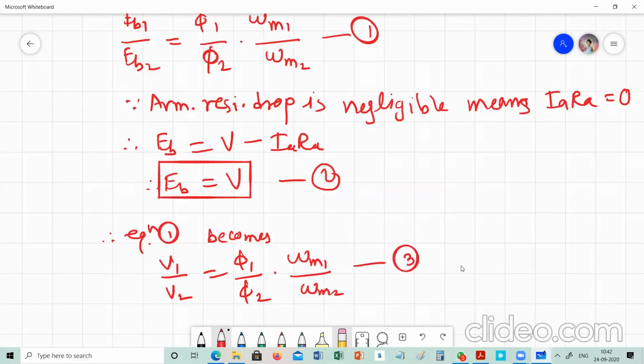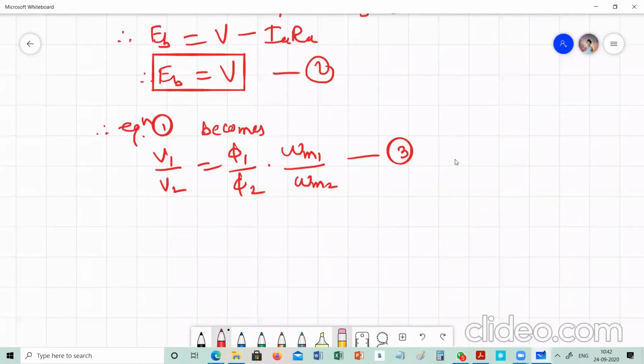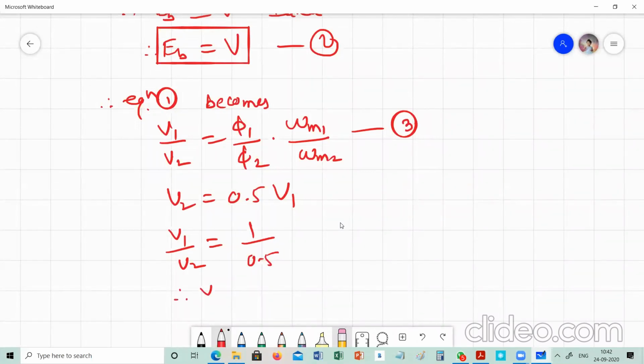The equation has been changed because of the information given. Now we can solve. They have given V2 is equal to 0.5 into V1, which means V1 by V2 is equal to 1 divided by 0.5. Therefore V1 by V2 is equal to 2.